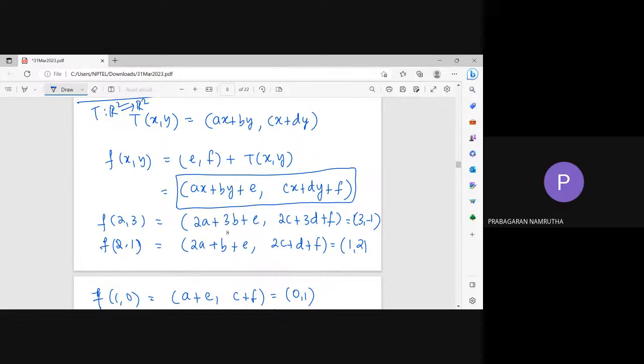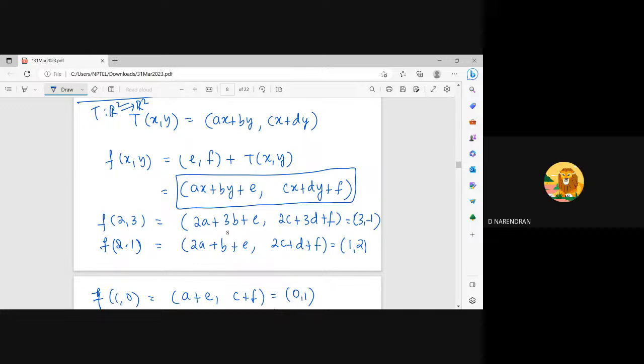So the affine mapping is f of (x, y) equals (e, f) plus T of (x, y). Okay, this shouldn't be exactly (x, y), but yes, for this notation's sake, we can keep it as (x, y). Ma'am, here I am having a doubt.